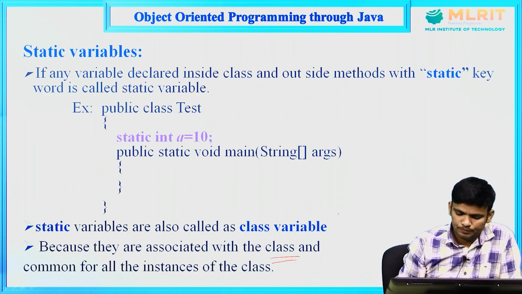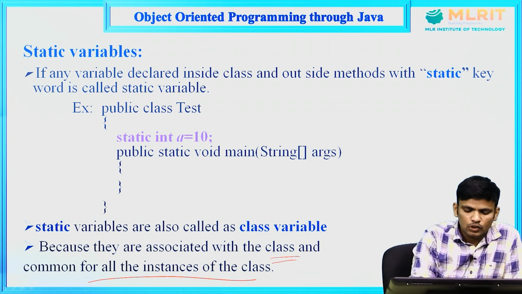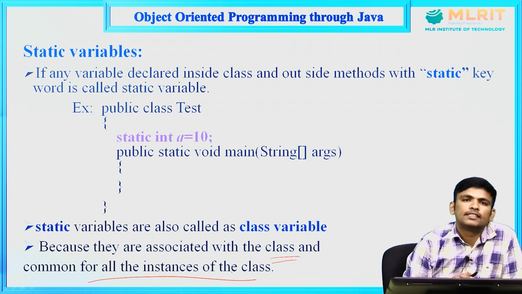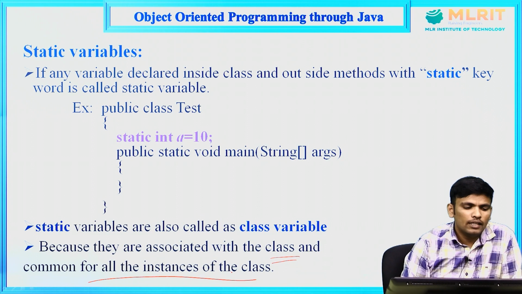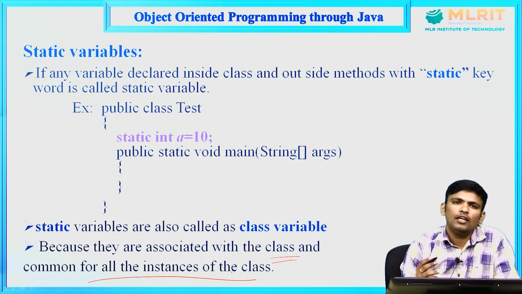So here, static variables are associated with the class and common to all instances of the class. A static variable is associated with the class, at the root level, and it is common to every object in the class.